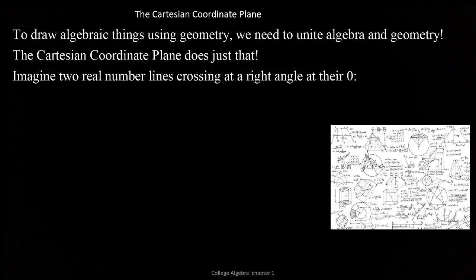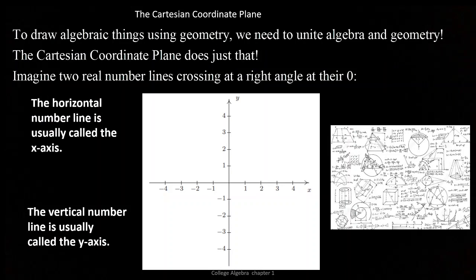So imagine 2 real number lines crossing at a right angle at 0 right here. So you have 2 number lines. We have this number line and we have the other number line. And they're perpendicular. That means they will make a 90-degree angle. So the horizontal number line usually is called x, and the vertical number line is called y. And what we can do with this is just amazing.